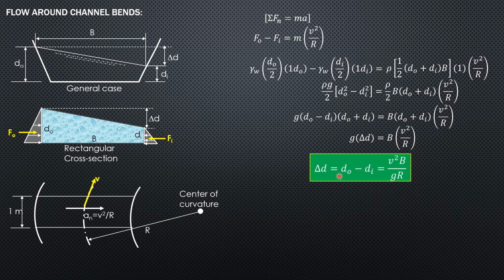So that's the formula for computing delta D, applicable for rectangular channels only. So that's it for the entire open channel.